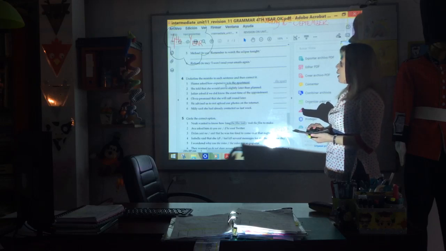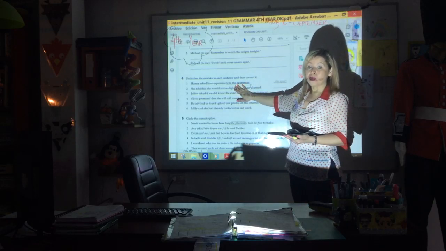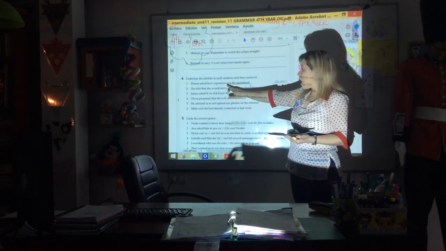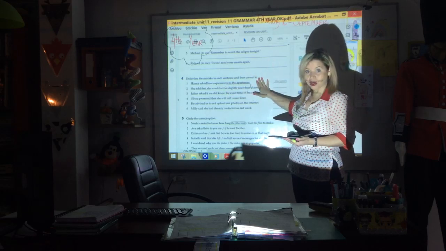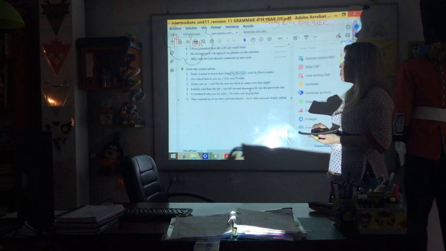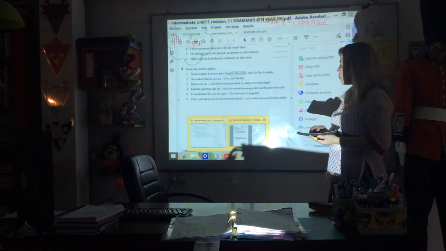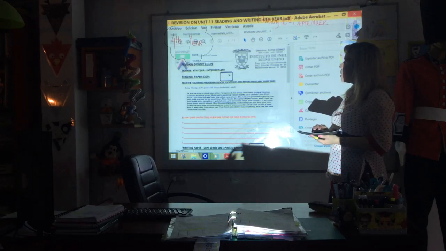So, Anna asked how expensive was the apartment. Acordate que cuando estamos haciendo una pregunta en reported speech, how expensive the apartment was, okay? Marcas y la corregís, yes? Circle the correct option and that is all. And then we have the reading part.